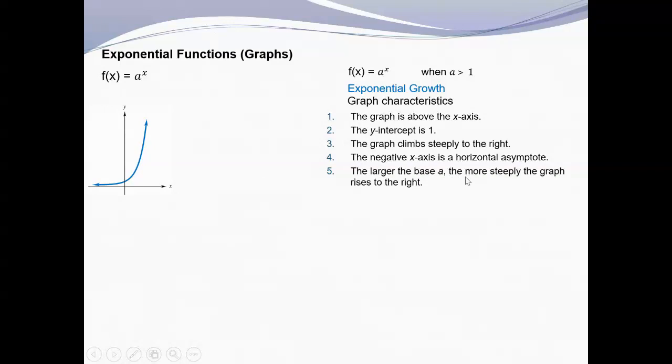The larger the base, the more steeply the graph rises to the right. For example, if a is 2, right? That's probably going to be the graph, something like this. But if a is 4 or 5, the graph begins to get steeper. Okay, it goes closer to the y-axis, the bigger the base.